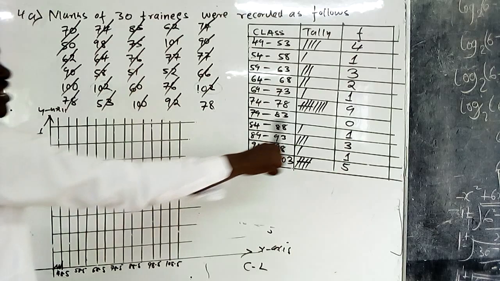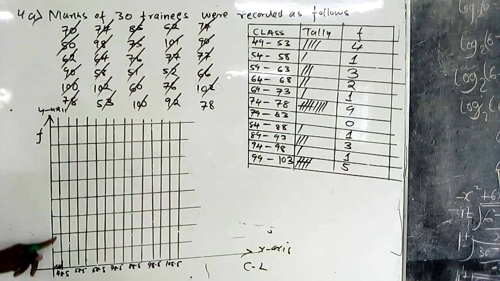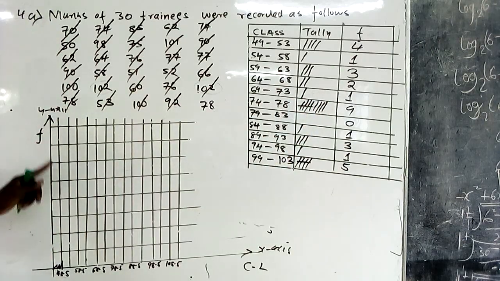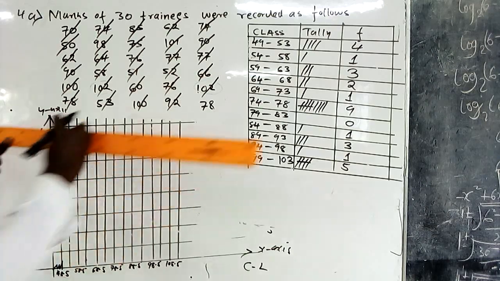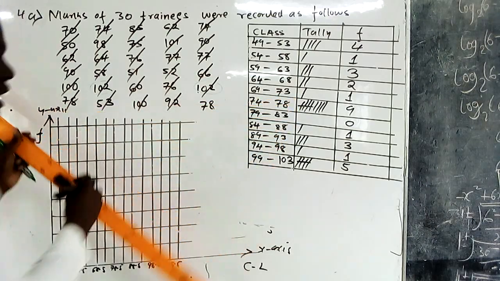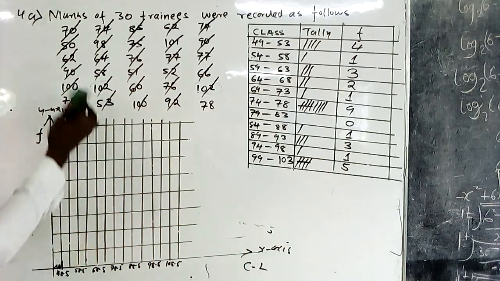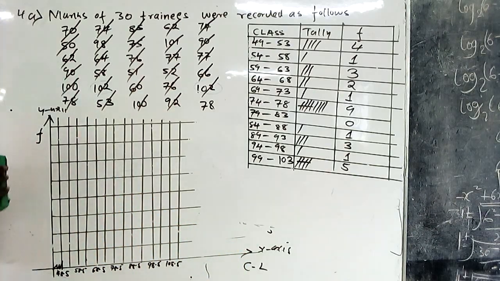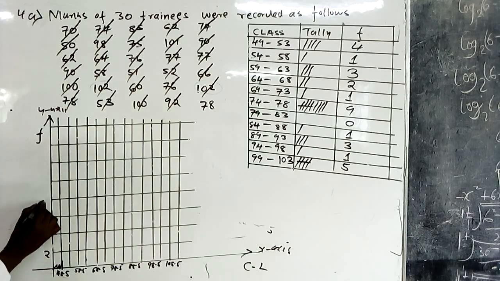So when I want to plot this class, the highest frequency is 9. So this one, you have 1, 2, 3, 4, 5, 6, 7, 8. I can make them 9, isn't it? There's no need of that. You can use an interval of 2, 4, 6, 8, 10, isn't it?